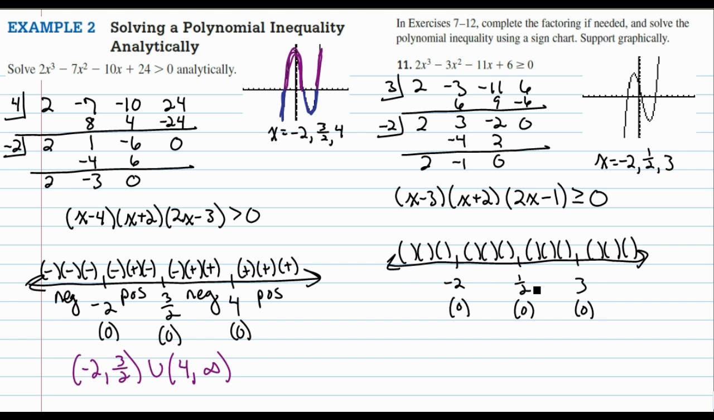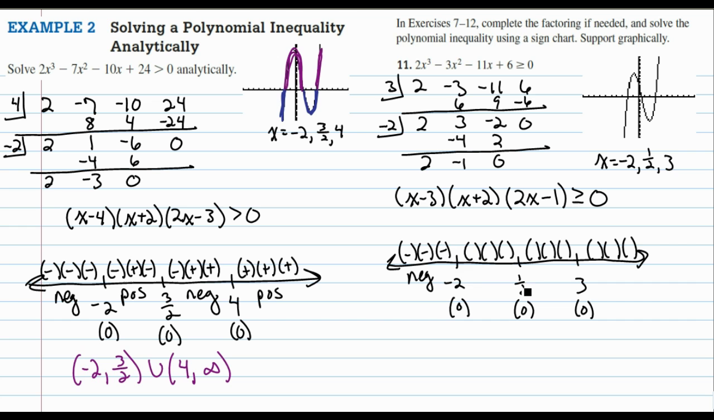So I put -2, 1/2, and 3 on the number line. I put zeros below each of those because each of those values make the polynomial equal to 0. And now I need to test something to the left of -2, so -500 maybe. So -500 minus 3 is still negative. -500 plus 2, still negative. -500 times 2 minus 1, still negative. So negative times a negative is a positive, times another negative is a negative.